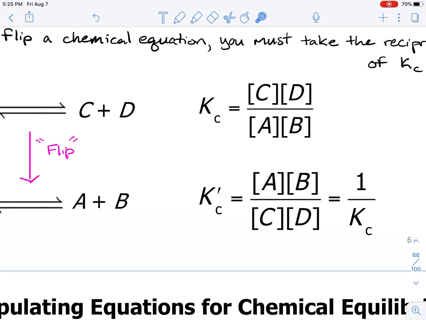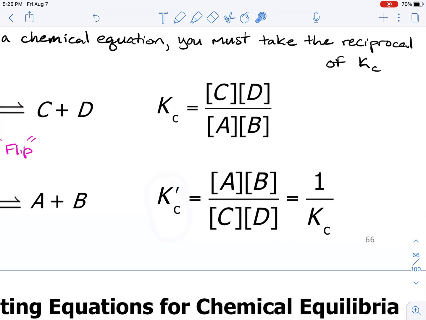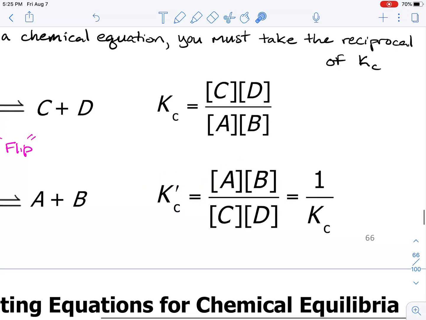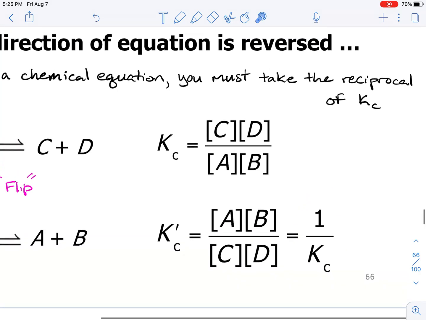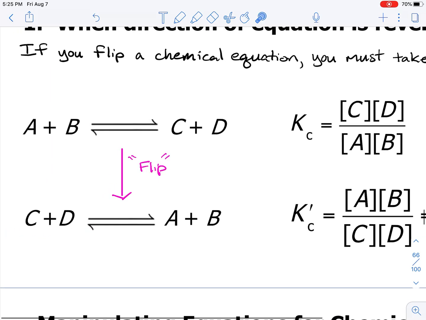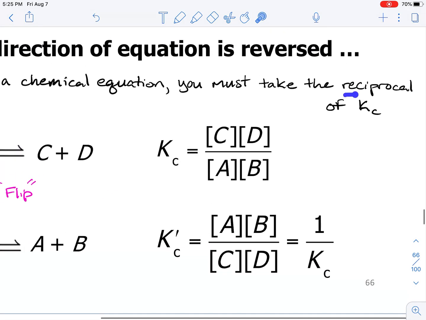And so because we flipped the positions of the reactants and products in this ratio, in this mass action expression, which defines the equilibrium constant, then that means that we simply have to take the reciprocal of the equilibrium constant Kc, and that will represent the flipping of this chemical equation. All right, so long story short, if you flip the chemical equation, you must take the reciprocal of the equilibrium constant Kc.